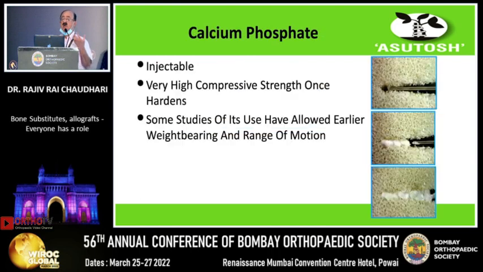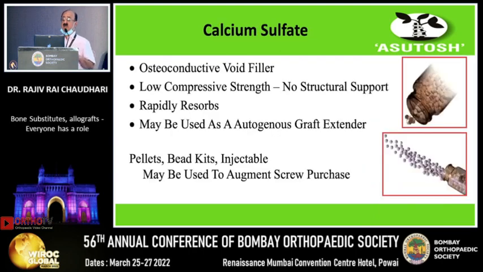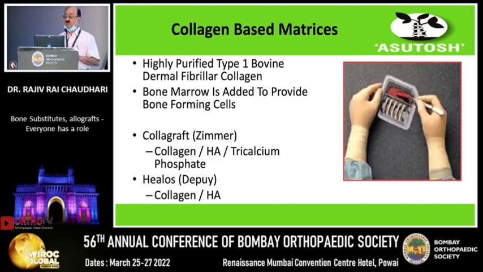A word about each of these substitutes. Calcium phosphate is also available as an injectable paste, which has a very high compressive strength, which could allow early mobilization and weight bearing as well. Calcium sulfate, which resorbs very rapidly, gives no structural support and has a very low compressive strength. It is used for void filling and also as an antibiotic carrier in situations of infection.